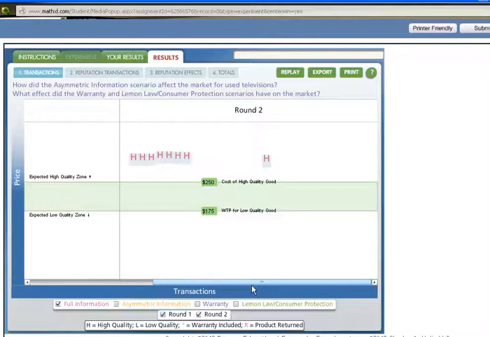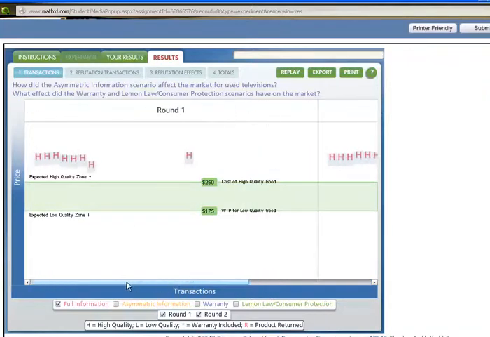In fact, there's no low quality good actually sold. Now, that's not necessarily always what's going to happen. A lot of times we'll see low quality goods sold here. But you've got the two different willingnesses to pay, and so the idea is we really should see a separating equilibrium. And look at the number of transactions that take place.